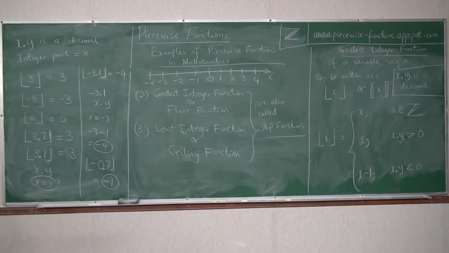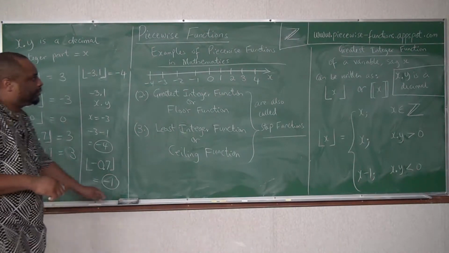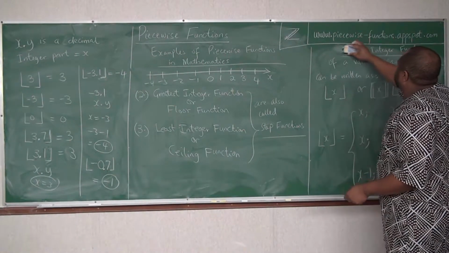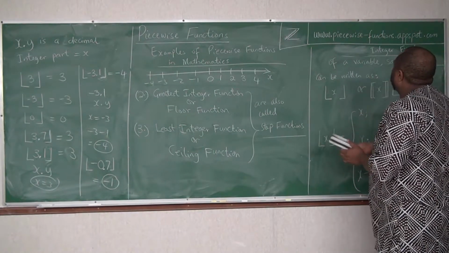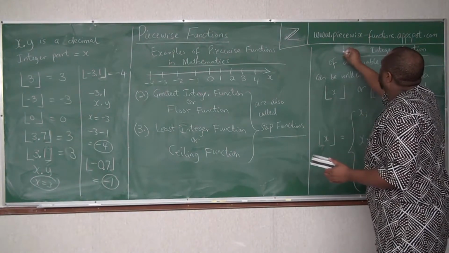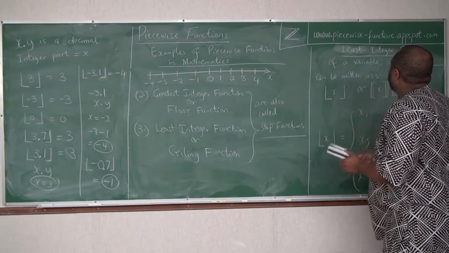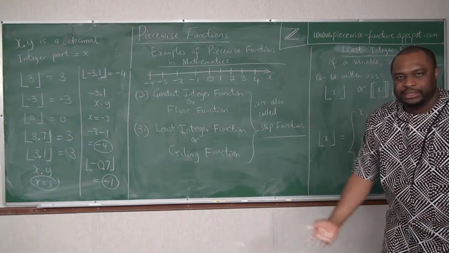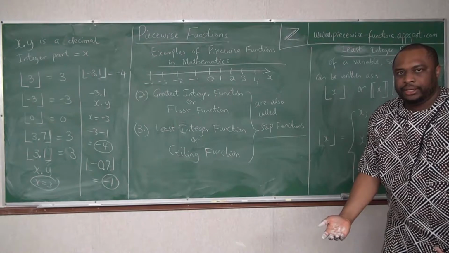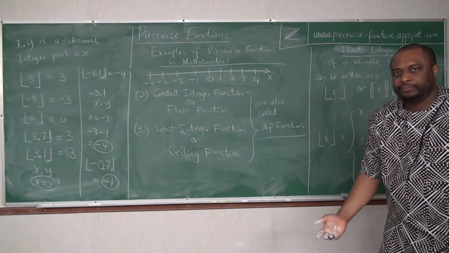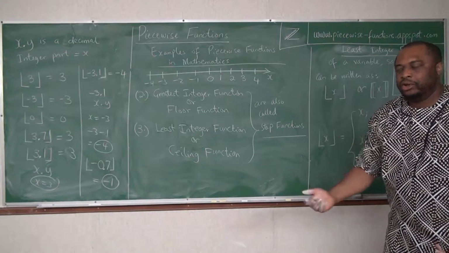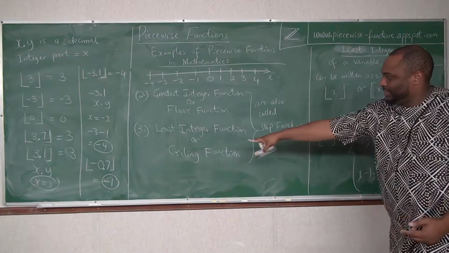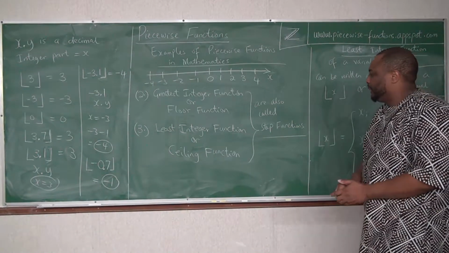Now let's do the least integer function, and then we can call it a night. Least integer function, say x. This is floor. Floor is the greatest integer. Greatest integer function is flooring. That's the greatest integer that is less than or equal to x. Now, the least integer function, we call it ceiling.